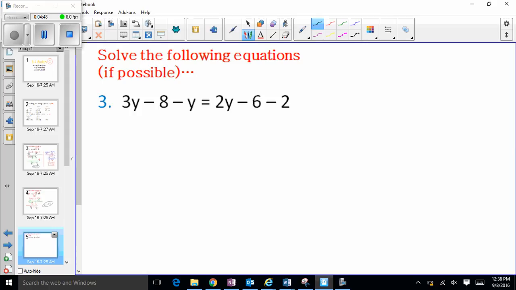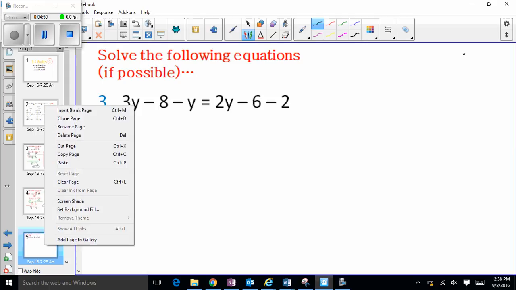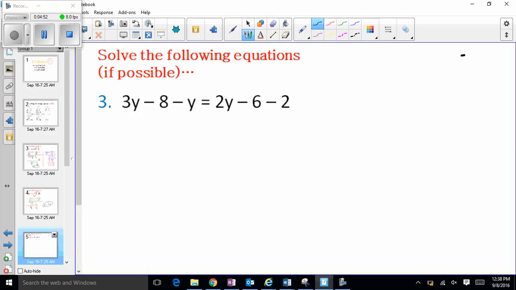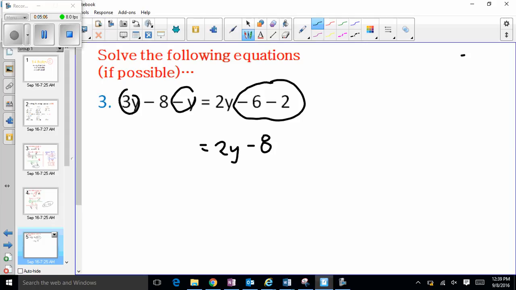If we keep going, I'm just going to move pretty quick. For this problem, they've just made the problem really long. There are some like terms that I could combine. I've got a negative 6 and a negative 2, so that combines down to a negative 8. On the other side, I've got a negative y and a 3y. Those combine to make a 2y minus 8.